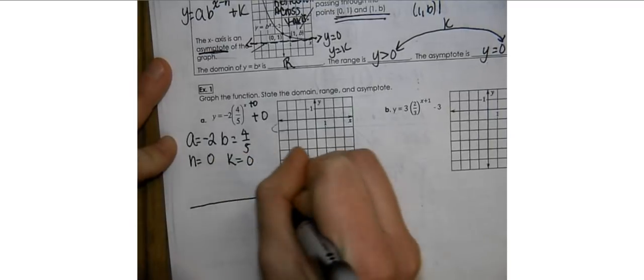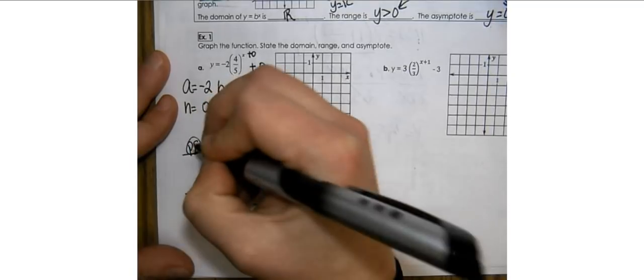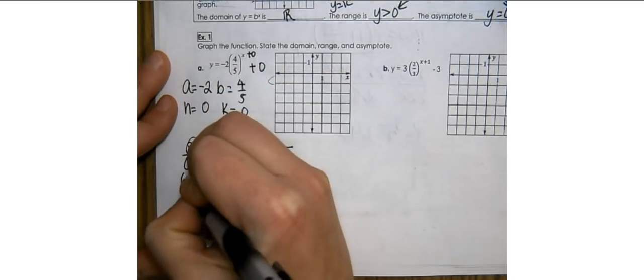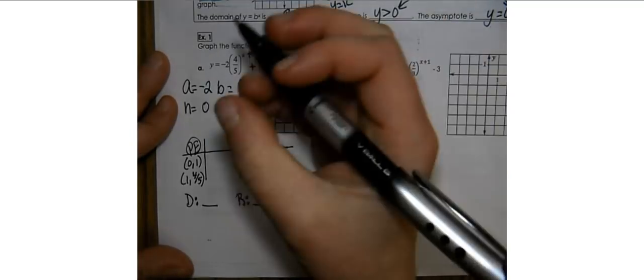So that's going to help us to create our table. And before we are finished, we will still need to identify what our domain is going to be, what our range is going to be, and what our asymptote is going to be. So I'm going to start off with the parent function. My parent function is going to be 0, 1, and then 1 comma, my b value is 4/5. So I'm going to write that as 4/5 to start. And if I end up with a funky fraction at the end, I'm just going to change it to a decimal because decimals are easier to graph.